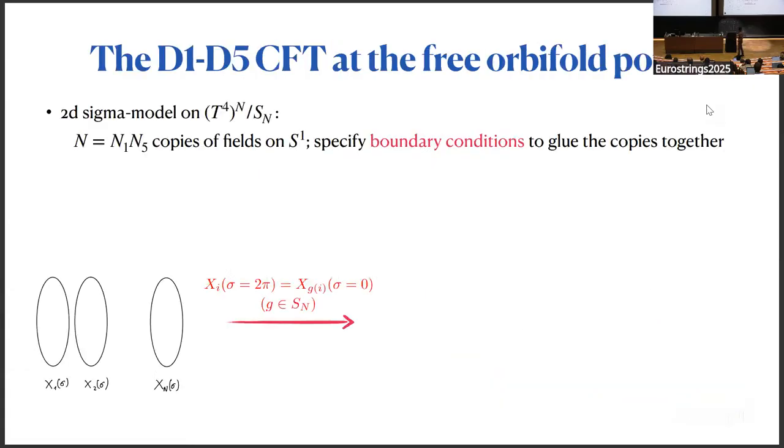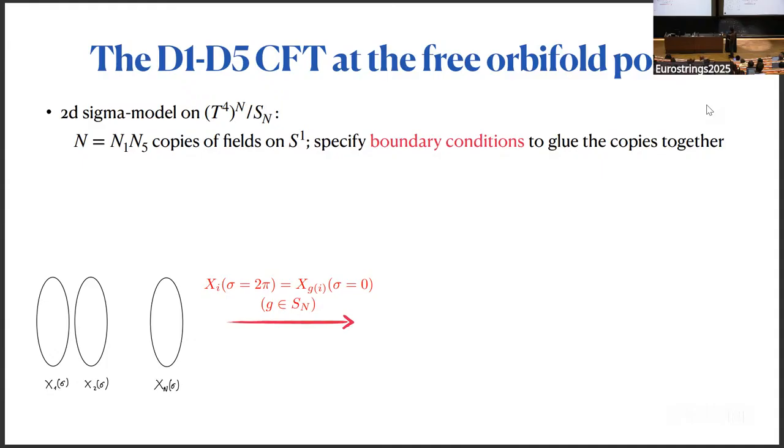What is this D1-D5 CFT at the free orbifold point? Well, this is a two-dimensional sigma model on T^4 to the power N modded out by S_N, where N is N1N5, the number of copies of fields on S^1. So if x1, x2, ..., xN are the fields on the S^1, then the action of S_N, the symmetric group, is to specify the boundary conditions, how to glue the copies together as one goes around the circle.